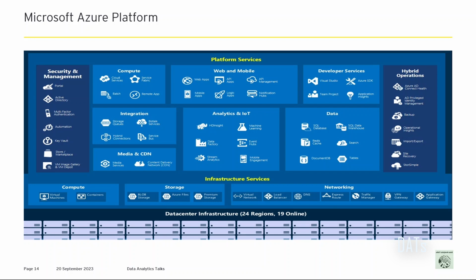If you look closely, you can see security management. It uses the portal, Active Directory, multi-factor authentication, automation, Key Vault, and Store Marketplace. And we have the image gallery, etc. When it comes to compute, we have cloud services, Service Fabric, batch processing, RemoteApp. Then for integration, we have storage queues, BizTalk services, Service Bus, then hybrid connections.